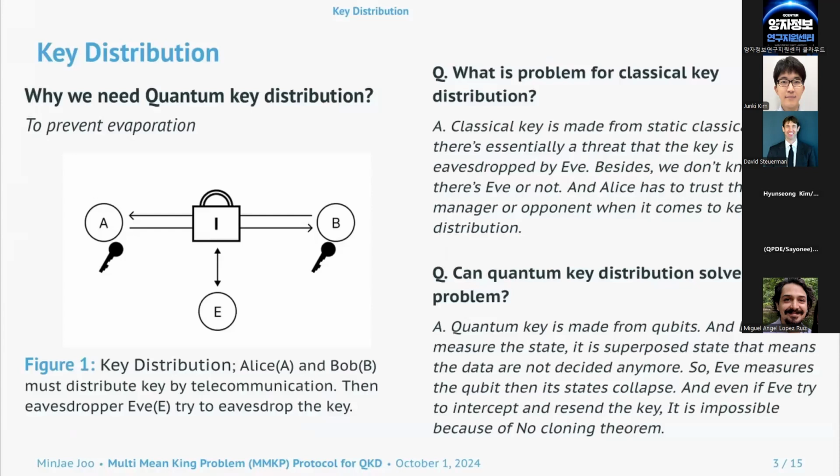Quantum key distribution uses qubits. Before measurement, if the qubits are in superposed states, they haven't yet decided on a value. If Eve tries to measure the qubit, its state collapses, which makes her presence detectable. Additionally, due to the no-cloning theorem, she cannot clone or send the qubit without introducing errors.